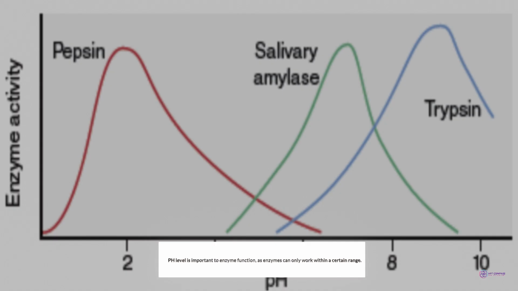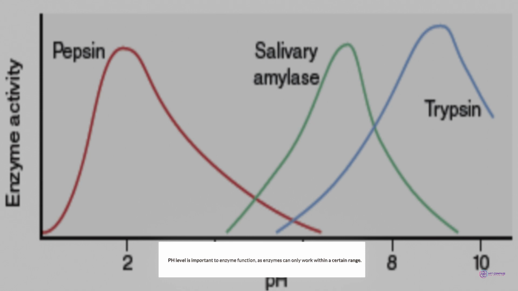Each enzyme has its own optimal pH range, so if pH is too high or low, enzyme activity can be diminished or even blocked completely. For example, pepsin works optimally at a pH of around 2, which is highly acidic. In contrast, trypsin works optimally at a pH of around 8, which is more basic.